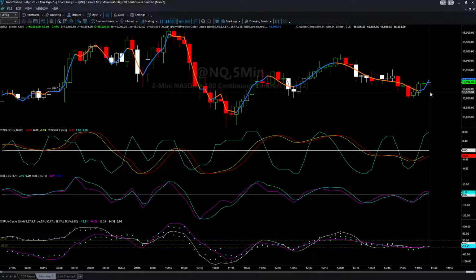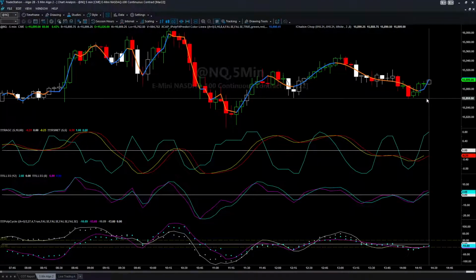Dang it. Went into chop zone again. This little bitch. Shit. Don't you love that? It's going your way, and then it goes kapoof right there.